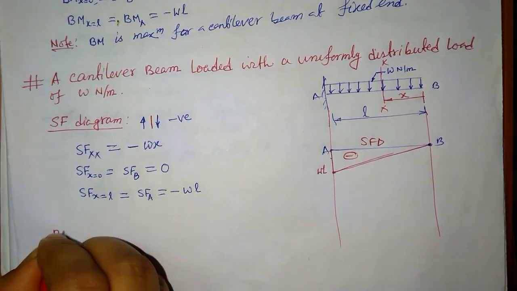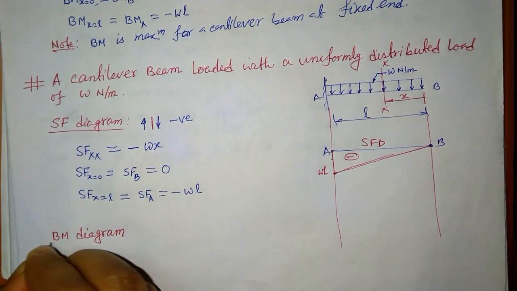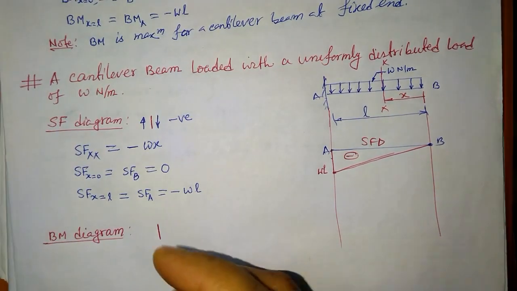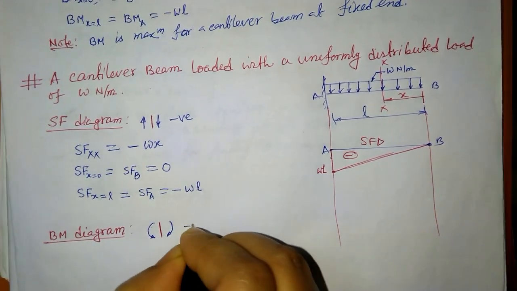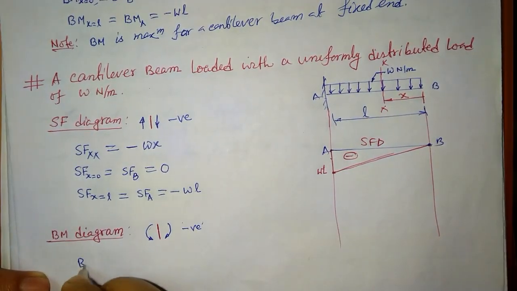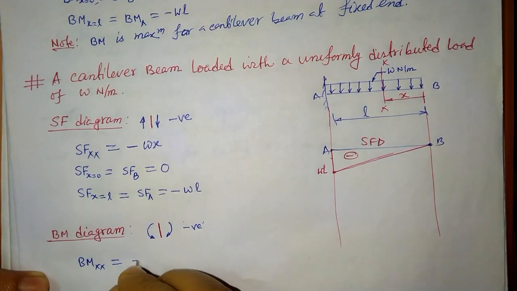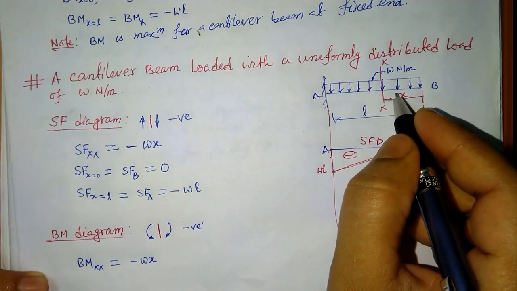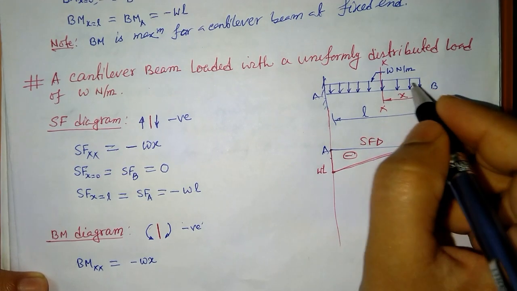Next we'll find the bending moment diagram. Again, the sign convention for the bending moment diagram is the same. So now for the same section I will write bending moment XX. This bending moment XX we have is minus W into x, the total load, and bending moment is what? The perpendicular distance from the line of action of force. So this is our distributed load.